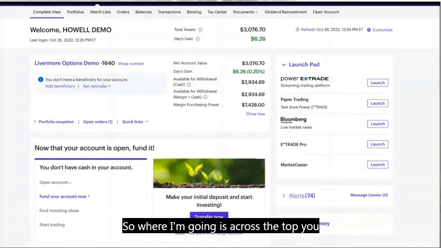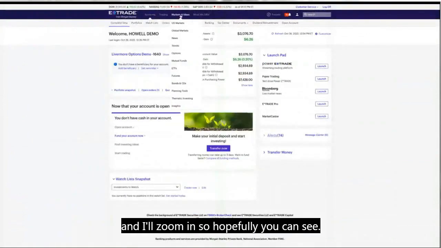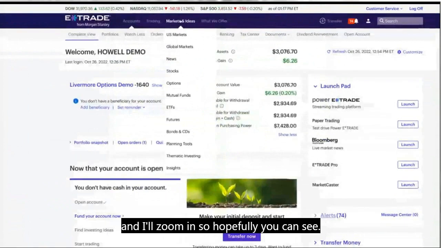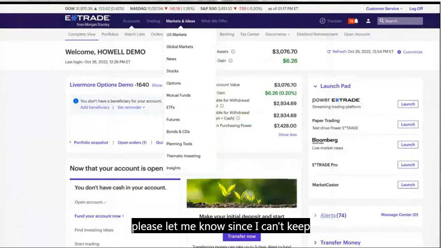So where I'm going is across the top you have accounts, trading, markets, and ideas. And I'll zoom in so hopefully you can see. And if Dave or Rick, if there's any issues at all, please let me know since I can't keep my eye on the chat in the Q&A. So I'm at markets and ideas. And you can see we have, okay, great, thank you. I'm dropping down to mutual funds, and then next I'll go to ETFs.